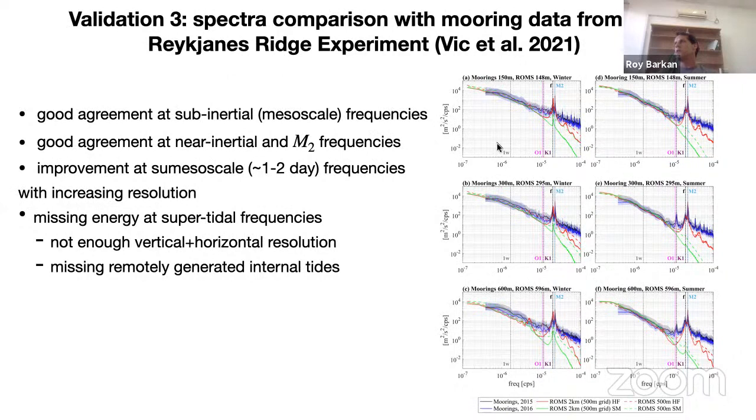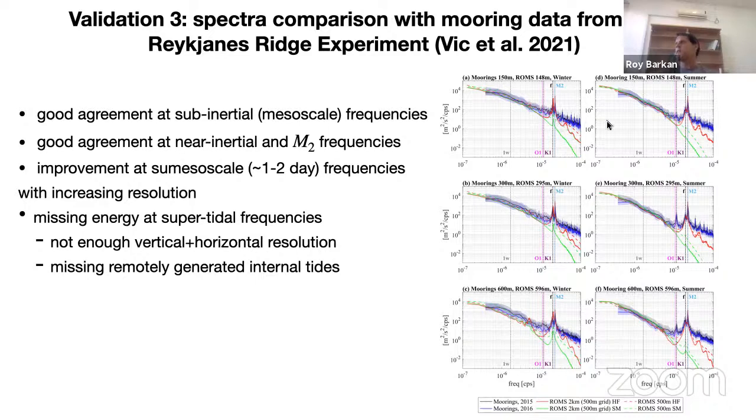What I'm showing you here are the frequency spectra from the moorings at three different depths in winter and in summer. The red and the green lines show the frequency spectra from the model, where the red curves show the solutions with internal wave forcing, and the green curves show the solutions without internal wave forcing. The first thing to notice is that we're doing relatively well in capturing the energy levels at the mesoscale geostrophic eddy kinetic energy limits. This is the 1 week line. I think we're also doing a decent job at capturing the near-inertial and semi-diurnal tidal peaks.